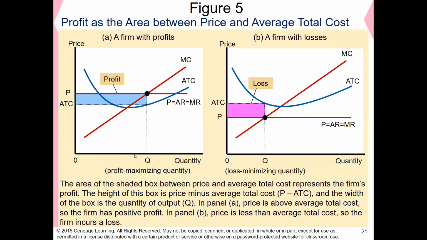In panel B, the price is below the average total cost. Here, as you can see, here's the average total cost. The price is below the average total cost, so the firm incurs the loss. So this is like average total cost minus price times quantity, which will give you a negative profit. Here, price minus average total cost times quantity will give you a positive profit.